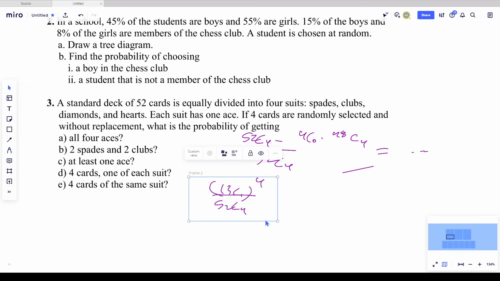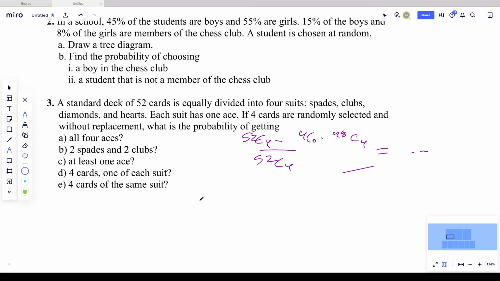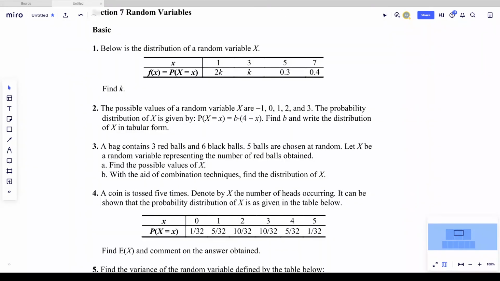And then 4 cards of the same suit. So you're basically picking... wait, 4 cards from the same suit. Yeah, so it's just 13C4 over 52C4. Pretty much, and that's it.